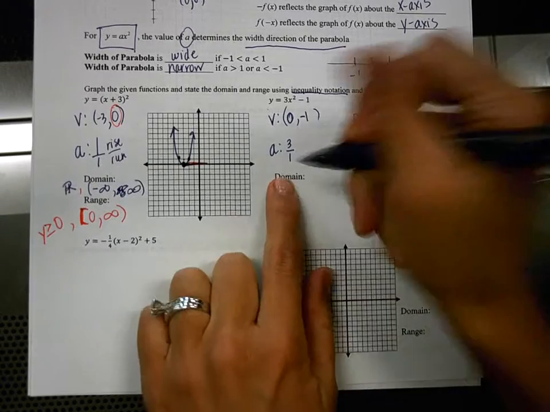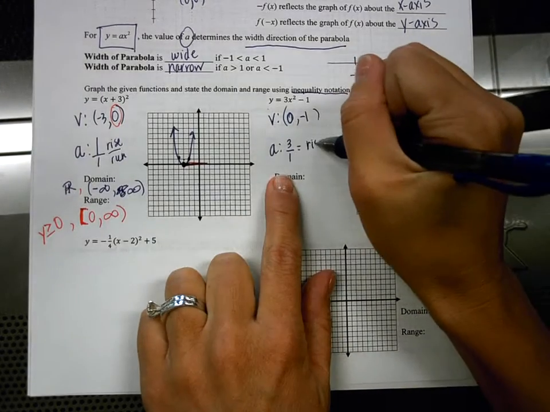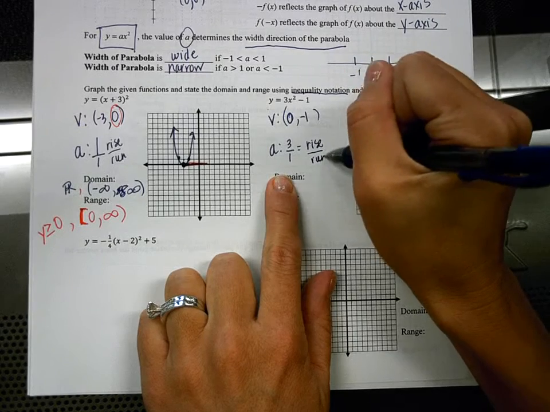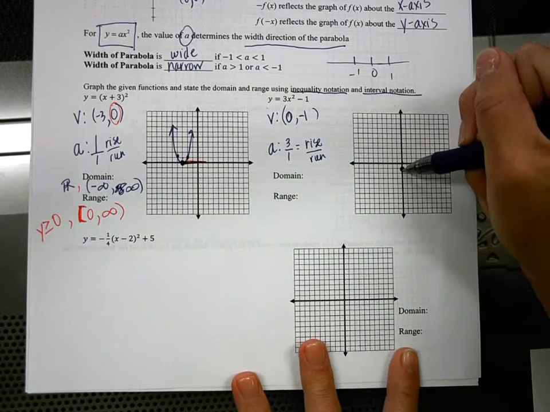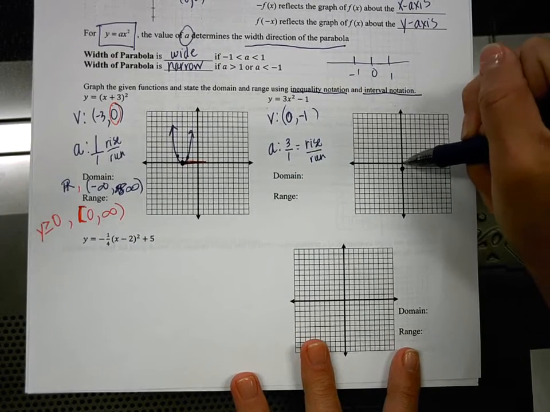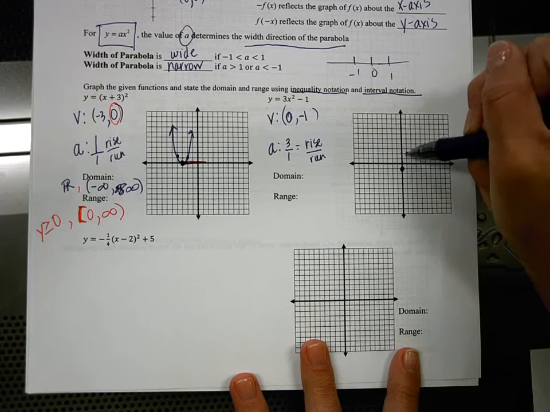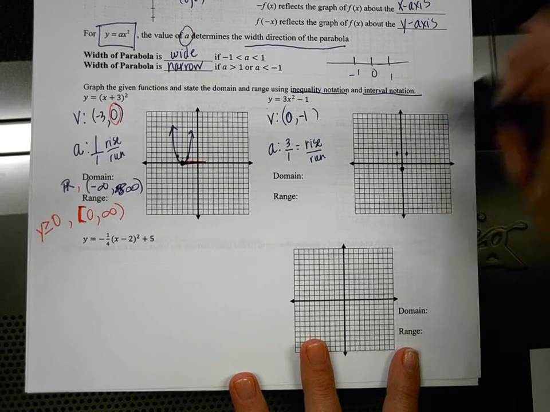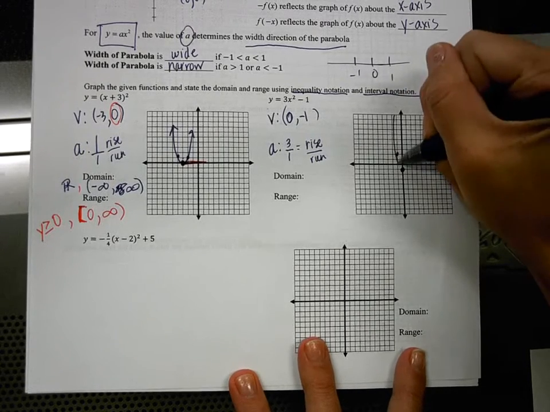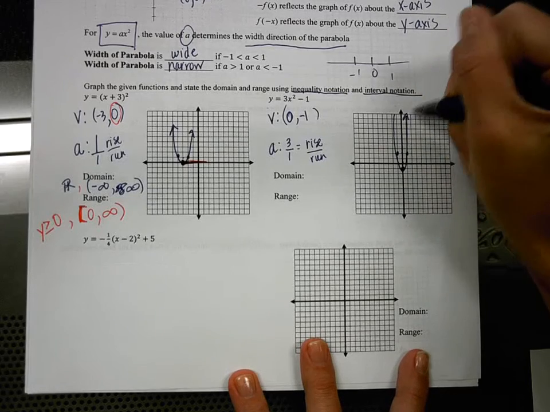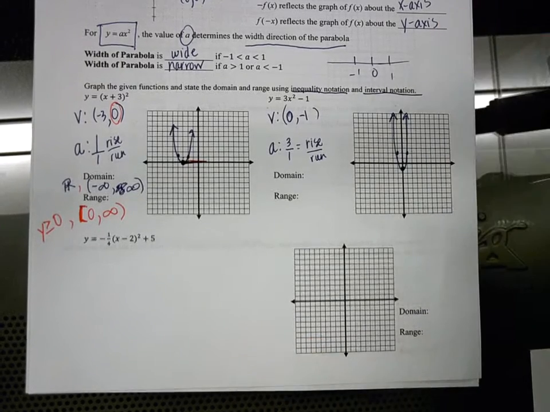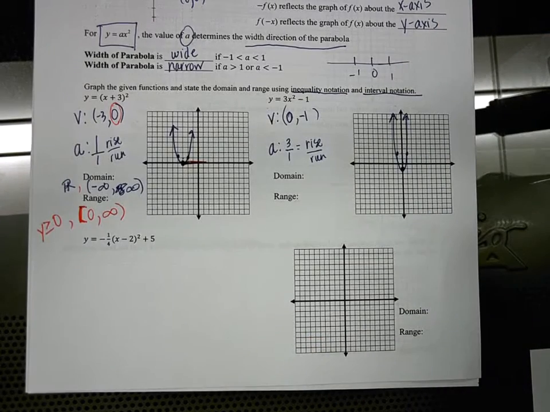Remember how I said think of this as slope, as rise over run? So from this point, I'm going to go where? Up 3, right 1, and up 3, left 1. So did this make a narrow or wide graph? Very good.